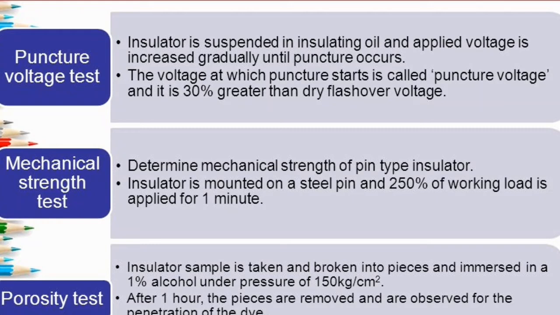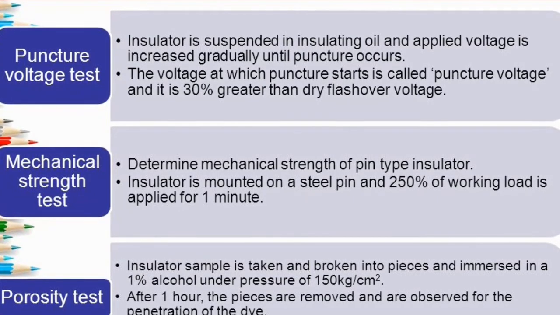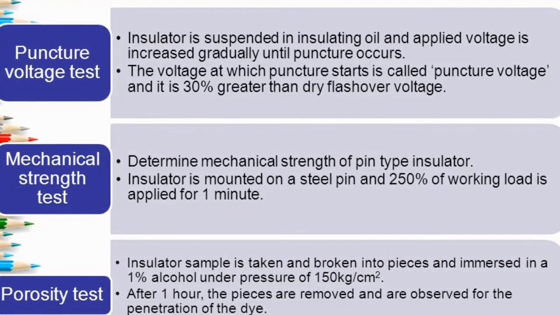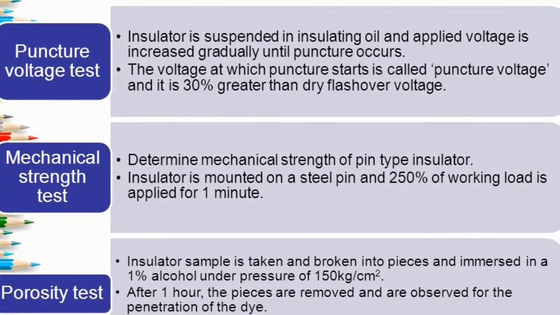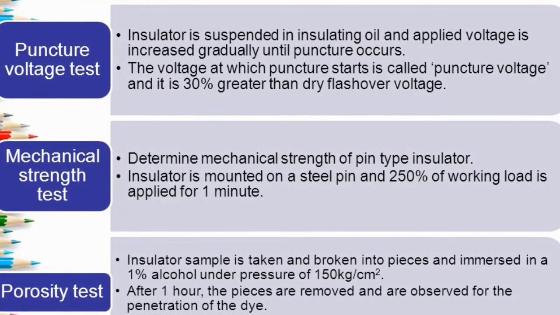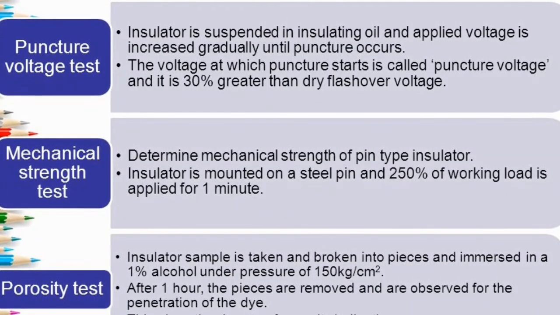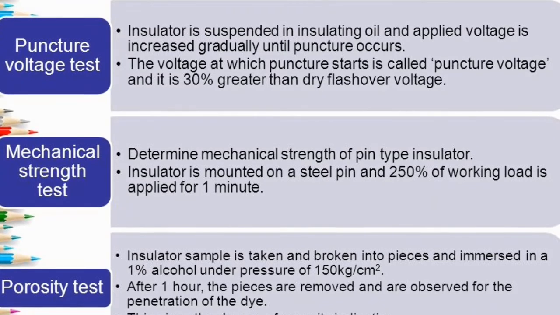So what is the porosity test? Here an insulator sample is taken, broken into pieces and immersed in 1% alcohol under a pressure of 150 kg per square centimeter. After 1 hour, the pieces are removed and observed for penetration of the dye. This gives an indication of the degree of porosity.